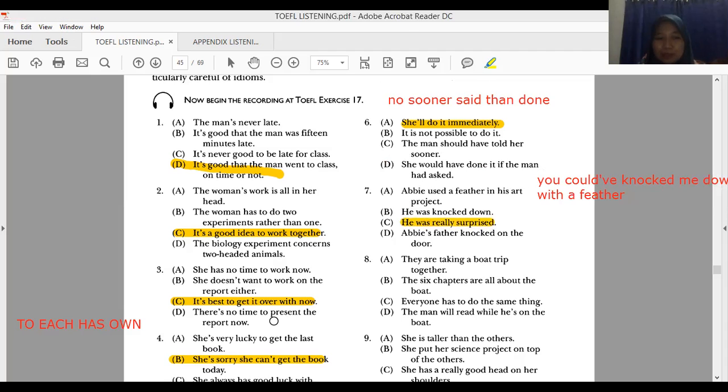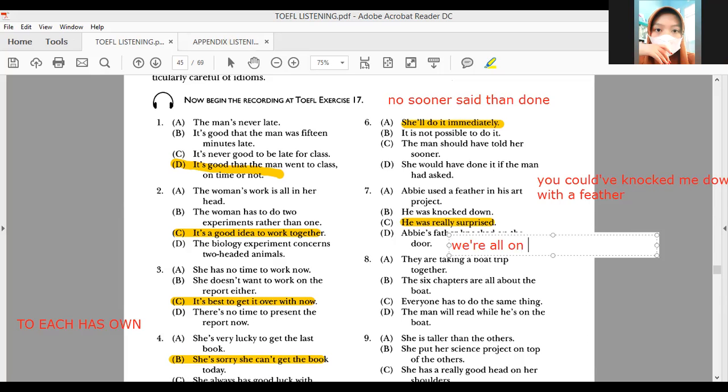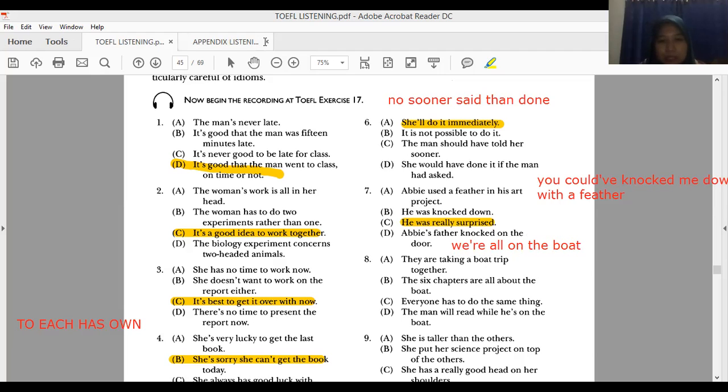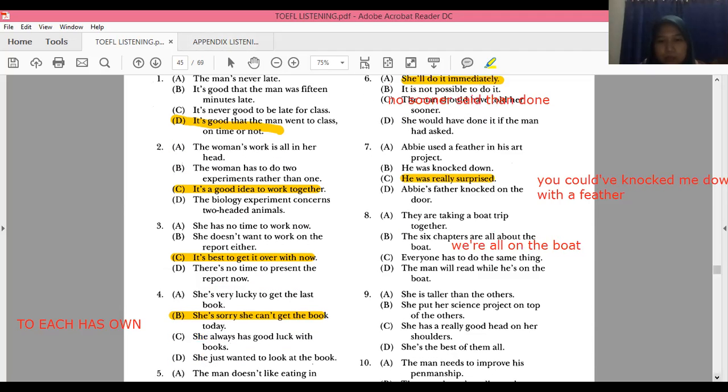Okay, come back to, oh, Miss Hairun, belum. Number 8, Miss Hairun. I have to read all 6 chapters this weekend. We're all in the same boat. Your answer, Miss Hairun? Charlie. On the same boat. We are in the same boat. Yeah. Everyone has to do the same thing. We are in the same situation, kata lainnya. Bukannya they are taking a boat, the 6 chapters are about the boat? No. They are in the same situation.